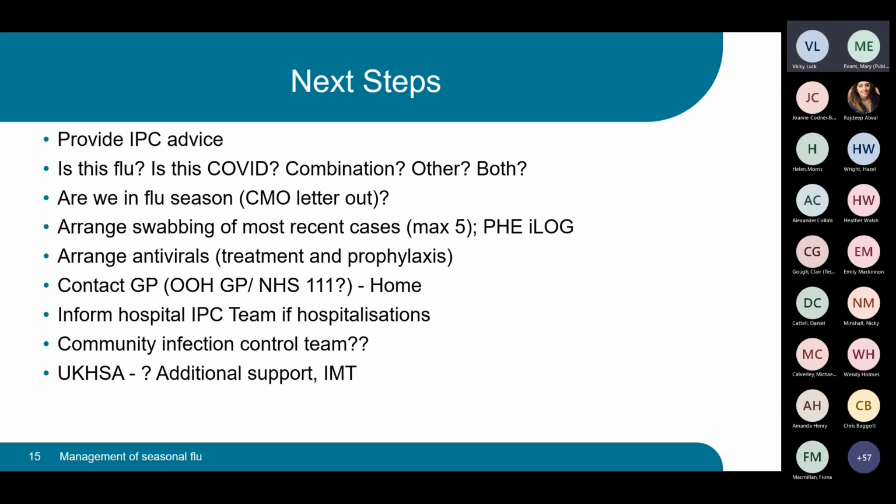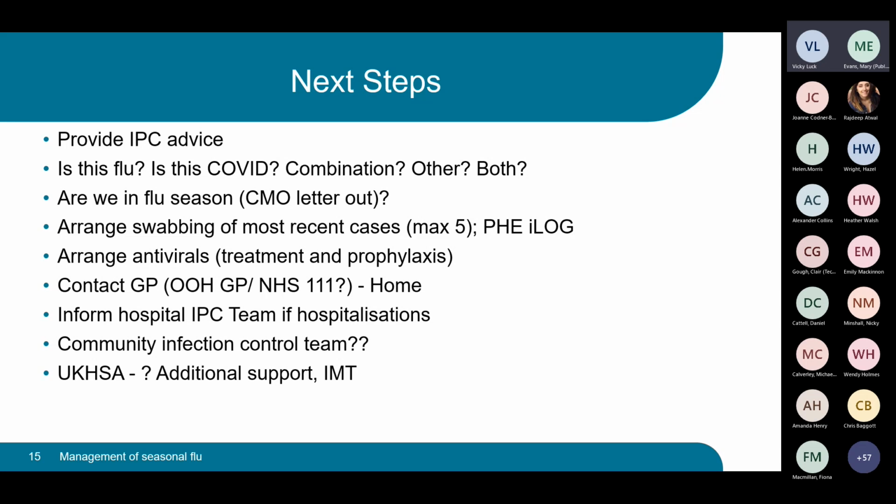Absolutely, as somebody mentioned, and we've discussed a little bit, arranging swabbing of the most recent cases, up to 5 residents, and obviously just speaking to ourselves. Obviously you can see it says PHE there, but obviously we mean UKHSA. We can just get that ILOG and refer to the local pathways in terms of who carries out swabbing for flu. We will talk a little bit more about antivirals, but obviously if we're within time scale of being able to prescribe antivirals, both treatment and prophylaxis doses can be organised.